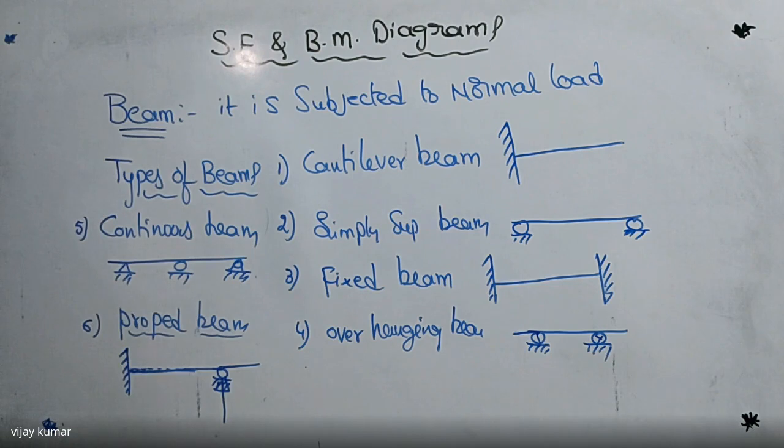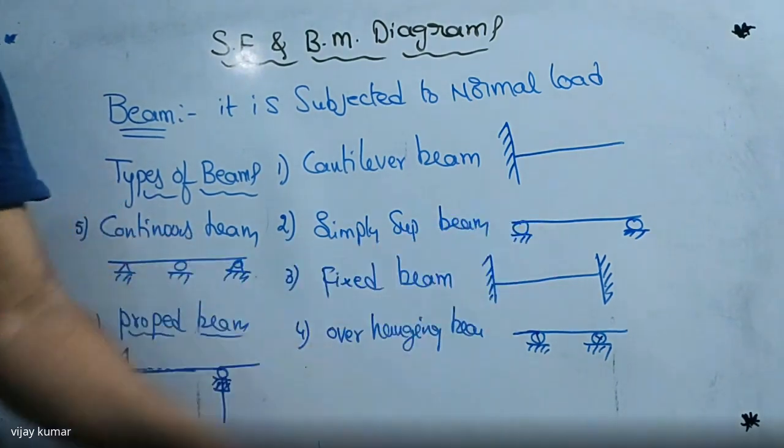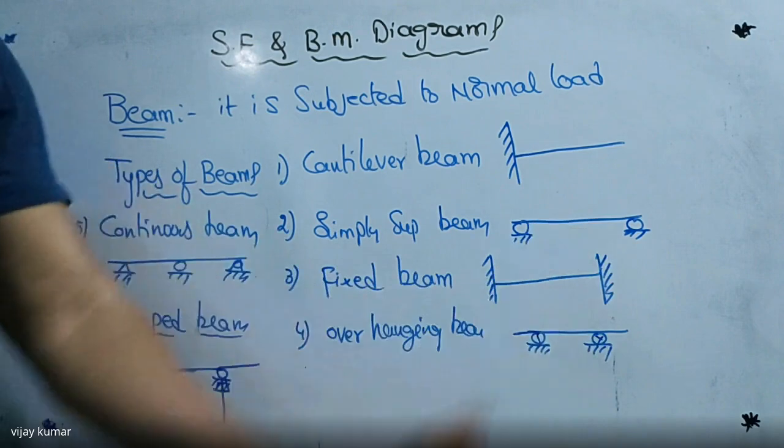So in our practical case also, we are using different types of beams. One is named as cantilever beam: one end is fixed, other end is free. One is simply supported beam. This beam is simply placed over the supports. And fixed beam is nothing but both ends are fixed here.